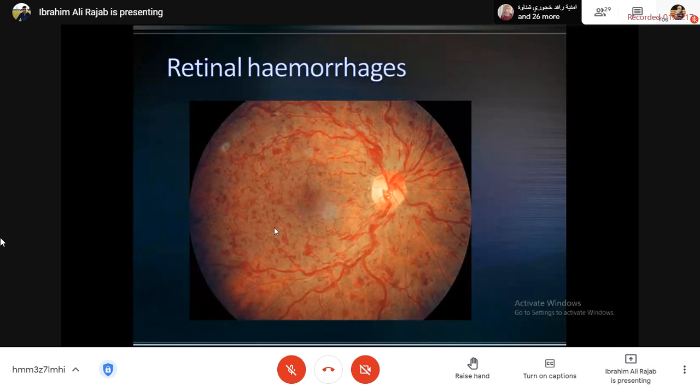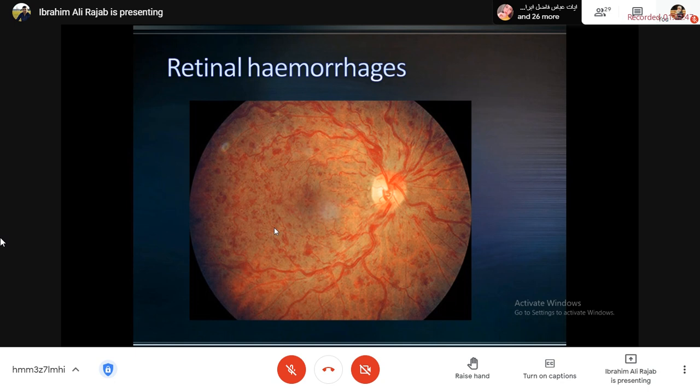So there is a vein occlusion. The vein that drains the blood from all over the retina is blocked, and the blood will stay in the vein. So there will be dilatation and tortuosity of the vein, and some of the veins and capillaries will rupture to form a hemorrhage inside the retina.